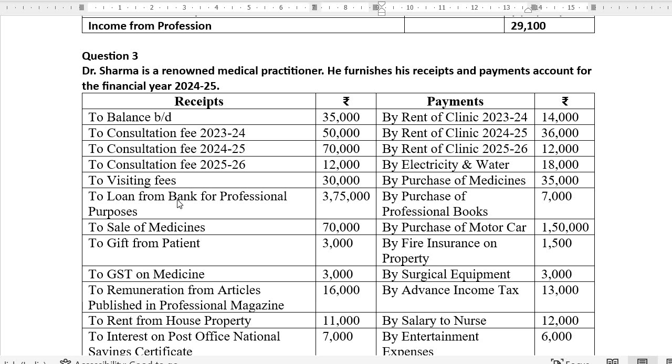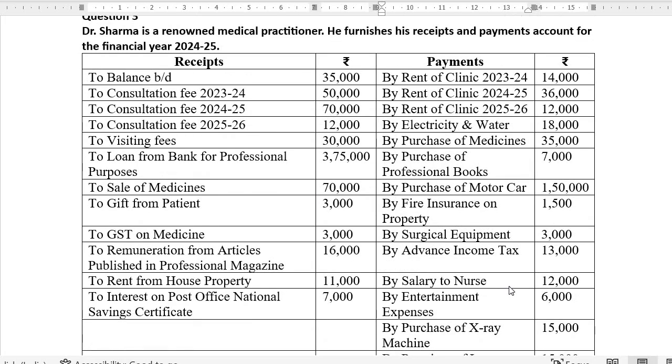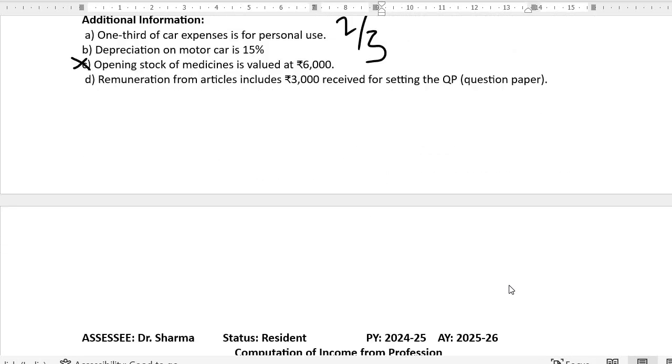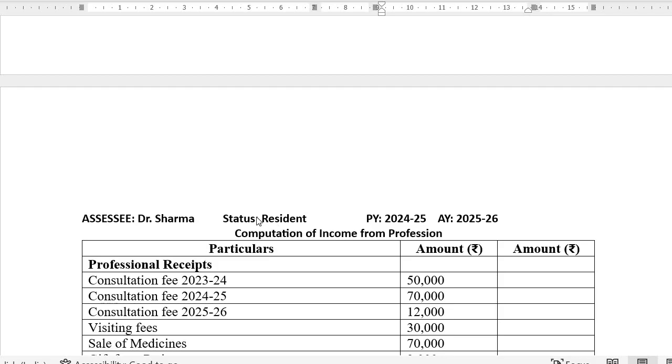Dear students, in this video, I am going to explain to you question number 3 for calculation of income from profession of a medical practitioner or a doctor. Before going to the sum, I will give you a quick review of the format of calculation of income from profession. First, you should write the assessee name, status, always resident, previous year always 24-25, assessment year also 25-26 always.